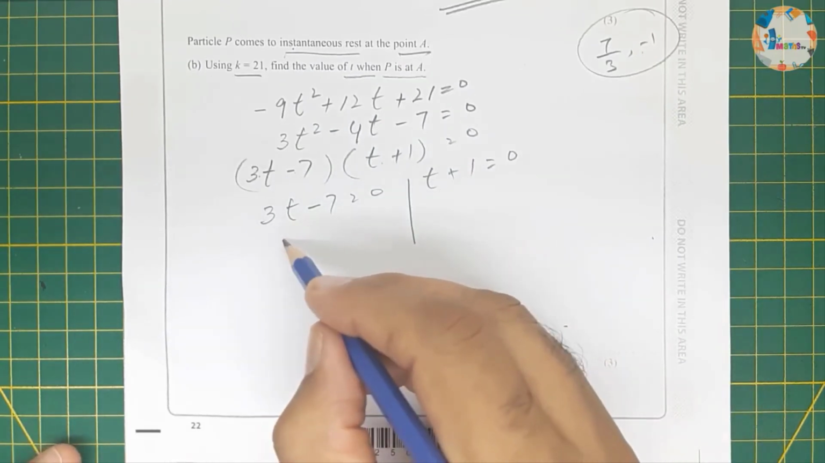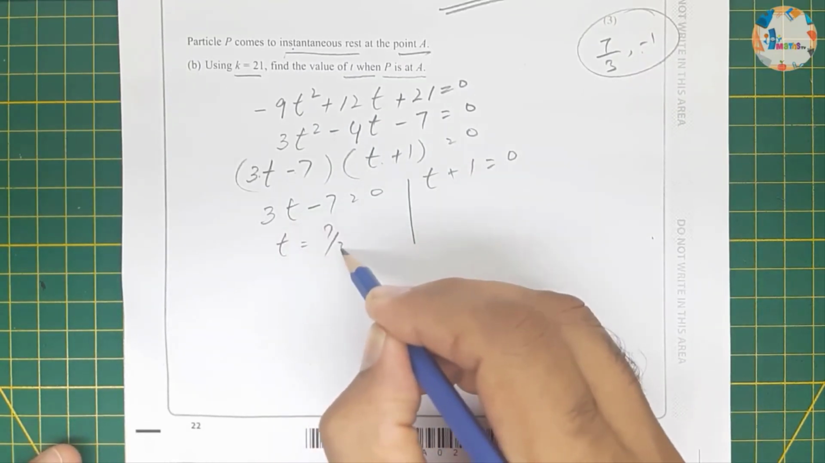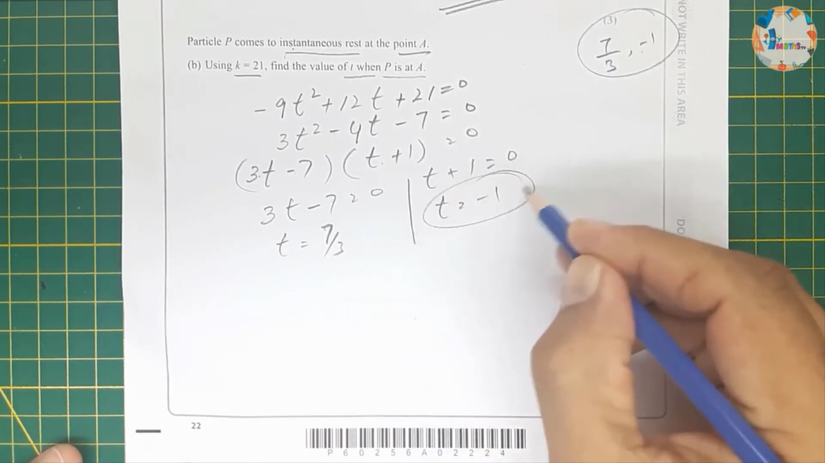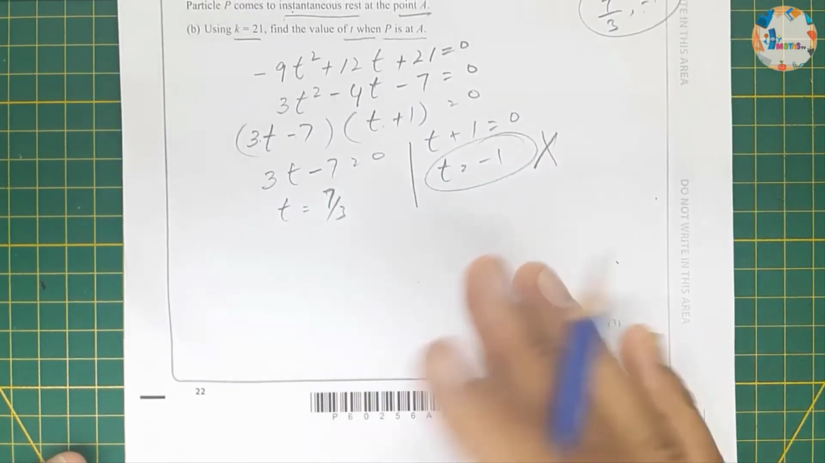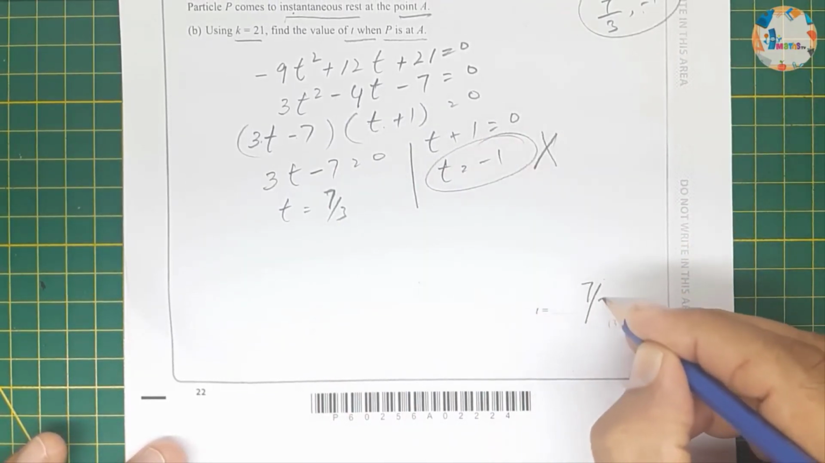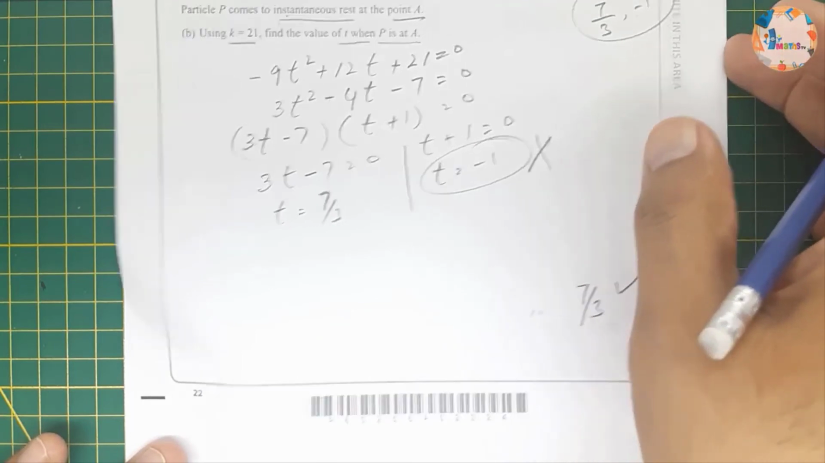And now we can solve this. t is equal to 7 by 3 and t is equal to minus 1. So we will ignore this one because it is negative. t cannot be negative, so t is equal to 7 over 3. This will be our final answer.